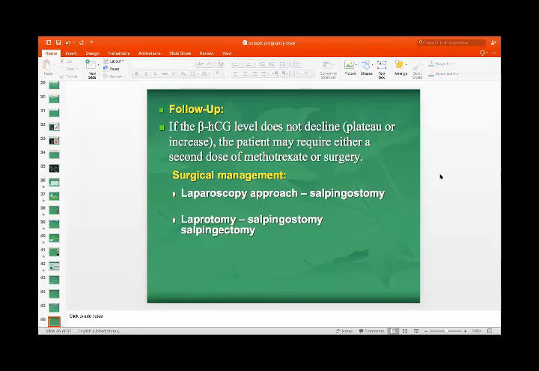And if the beta HCG level is not declining, or it is plateauing, increasing, then we have to evaluate the patient for a second dose of methotrexate, or we will go for surgery. The surgical management will be either laparotomy or laparoscopy.